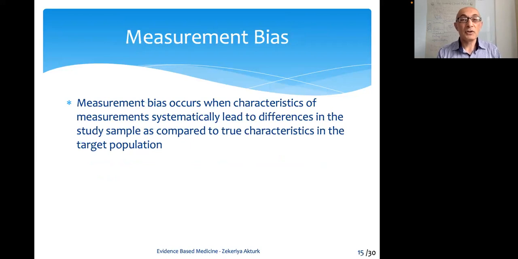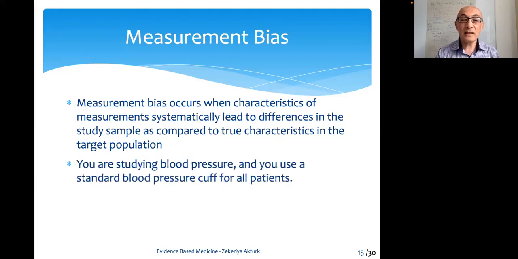Okay, a definition of the measurement bias in this slide. Let us read it. Measurement bias occurs when characteristics of measurements systematically lead to differences in the study sample as compared to true characteristics in the target population. So if you have a systematic error in your measurement, as I said, if your scale is not measuring correctly, properly, that's called the measurement bias.